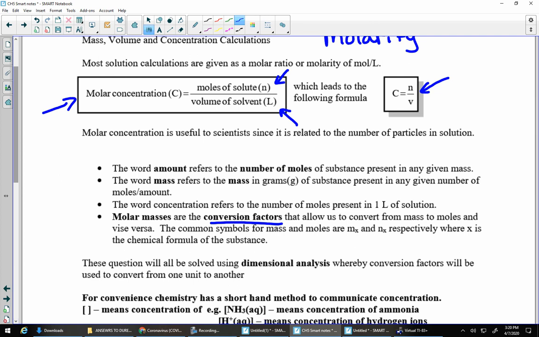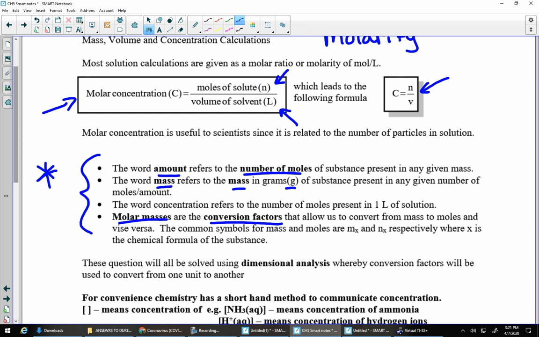Okay. So a little bit of review here. We kind of talked about this in our review lessons. So if you haven't watched those, you might want to, but you'll at least want to read through this. So remember, amount is the number of moles in chemistry. Mass is the mass, obviously, measured in grams. Molar masses are the conversion factors that we're going to use between mass and moles. So molar masses are kind of important.